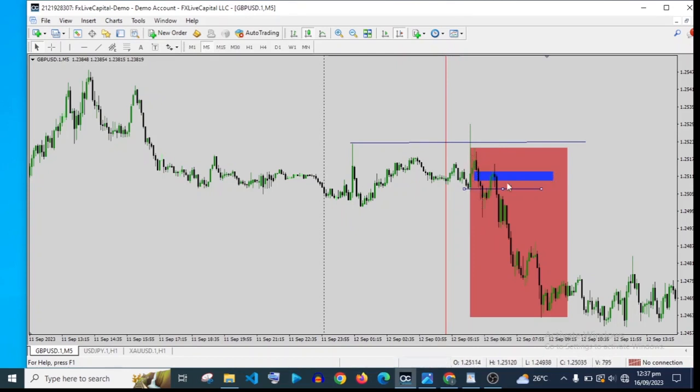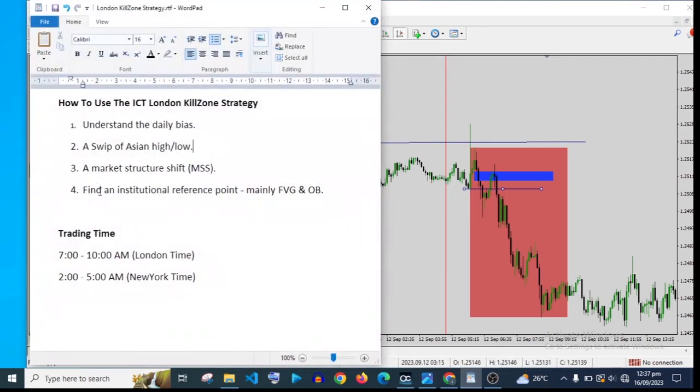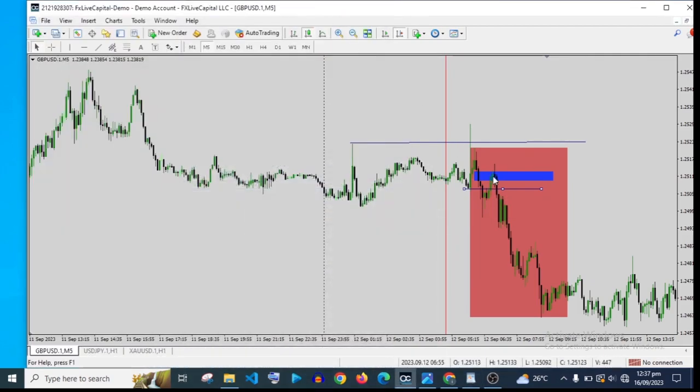Okay, so with this kind of setup, after seeing this market structure shift, the next thing we need to do is to find an institutional reference point, and that is this order block and this fair value gap. So why is this order block a valid one? There are two things to take note of. First, the fair value gap that has an order block, the order block that has a fair value gap, that is number one.